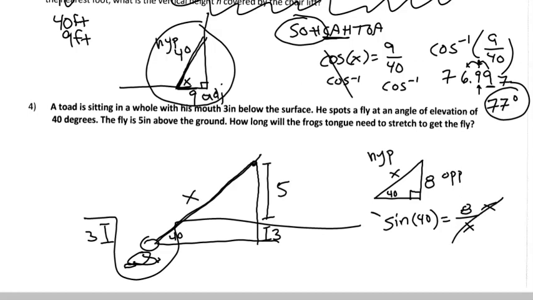Multiply by whatever's in the denominator. In this case, we have to do two steps to solve. 8 divided by sine of 40, and that gives you 12.44, which is 12.4 inches.